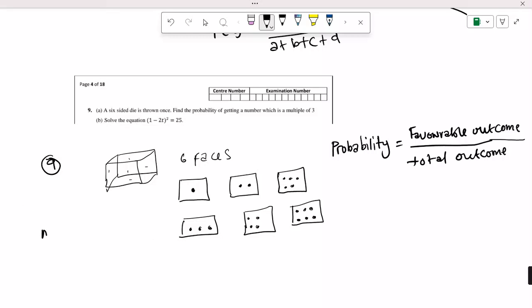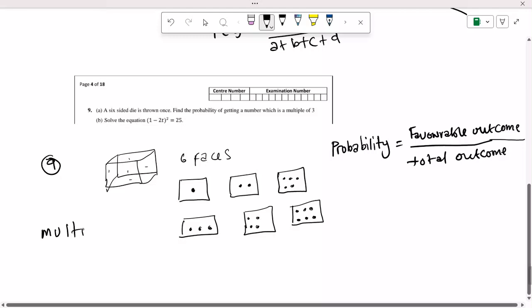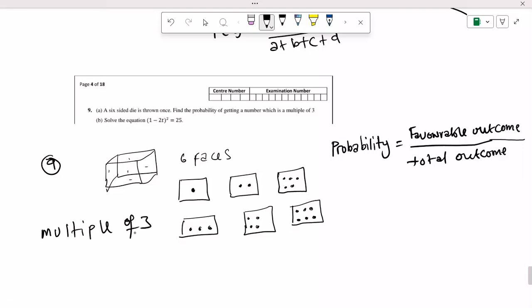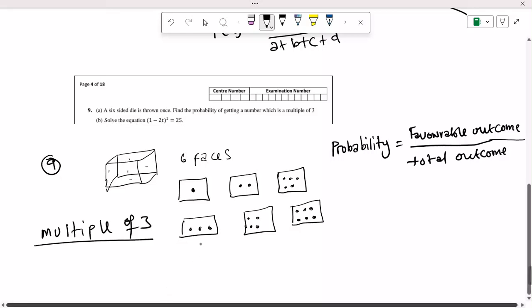Multiple of 3. So we'll check here. Multiple of 3 means numbers which are divisible by 3 without leaving any remainder. So you've seen this face is 3. 3 divided by 3, you see?